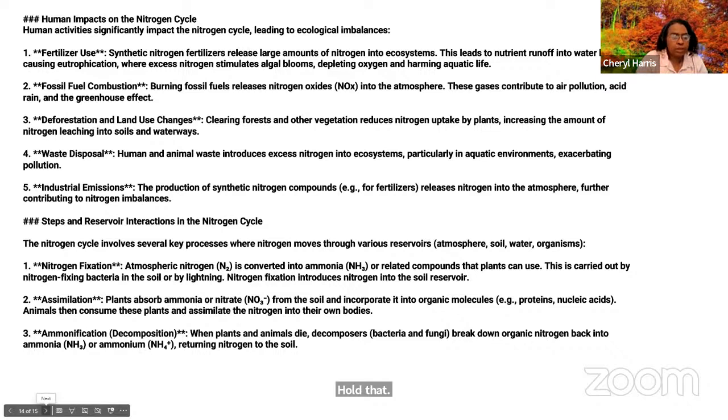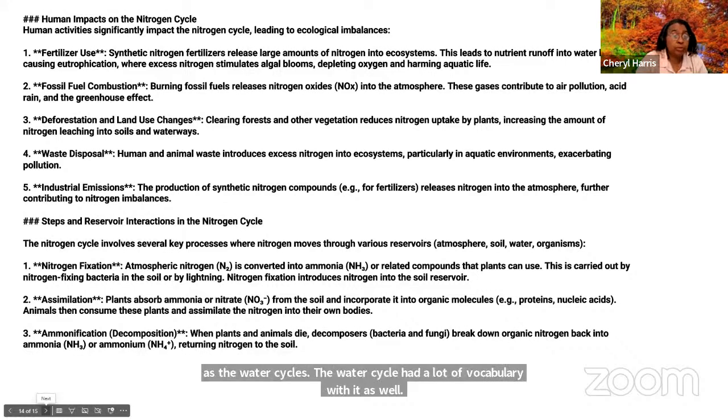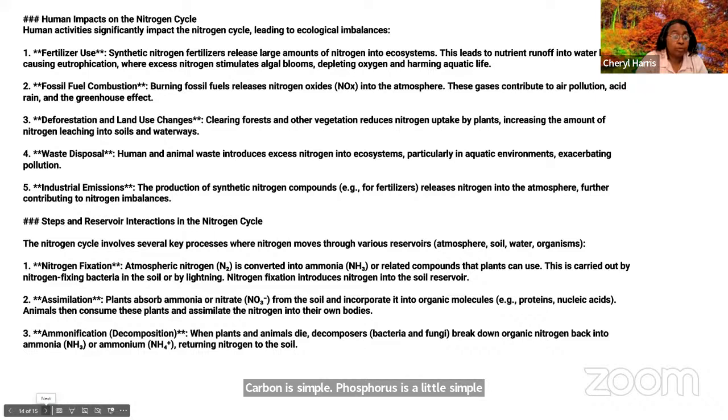Again, the nitrogen cycle is slightly more complicated. It's almost as detailed as the water cycle. The water cycle had a lot of vocabulary with it as well. Carbon is simple. Phosphorus is a little simple. But nitrogen and water are slightly more complicated. All right, I do have 2 more points.